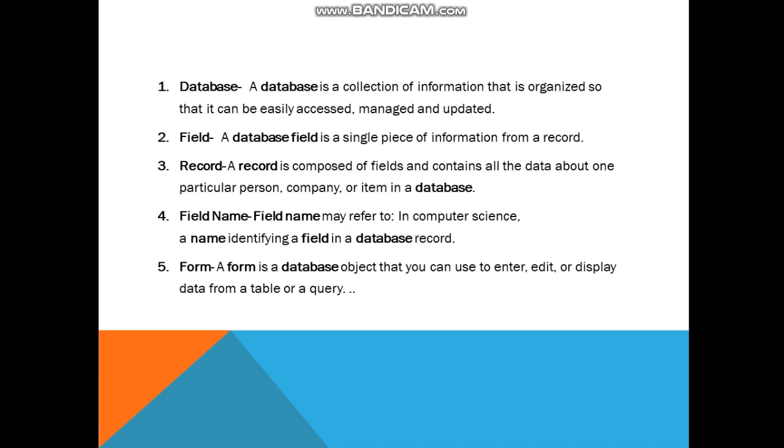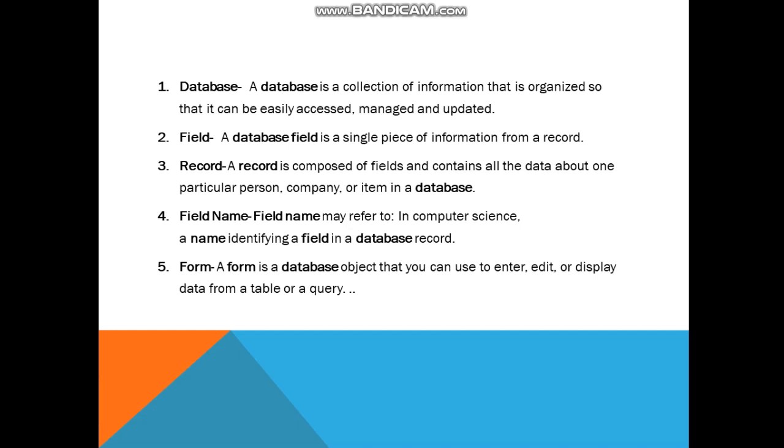What is field? A database field is a single piece of information from a record. Or you can say a column in a database that has only one type of data is known as a field. For example, roll number and name are different fields.